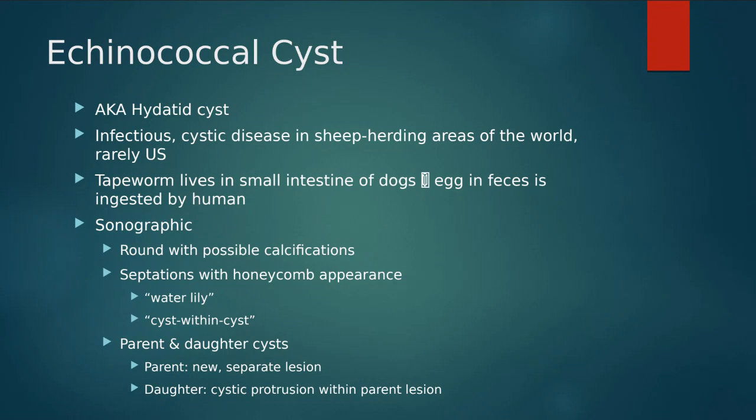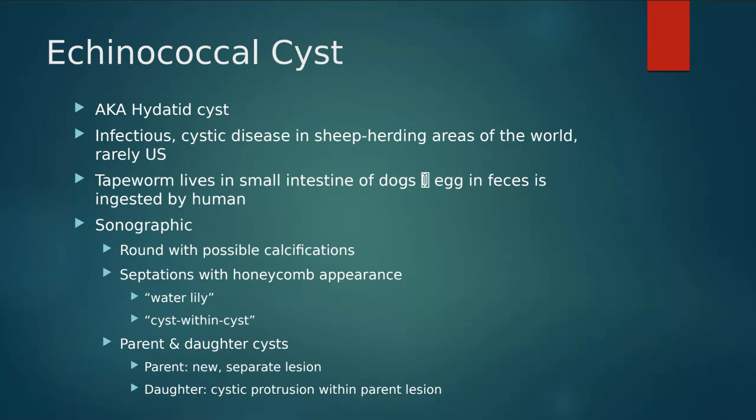And then we can also see parent and daughter cysts. So basically, it's when you have a cystic area that is coming off of a main cystic area. So the parent is going to be a cystic lesion, and then the daughter cyst is going to be a protrusion that comes off of that original lesion.